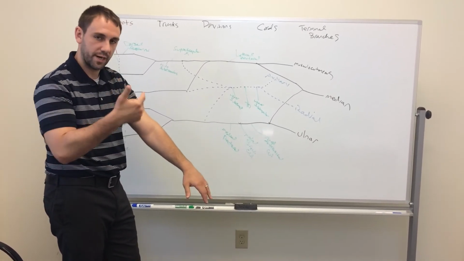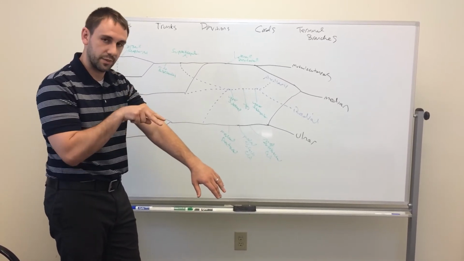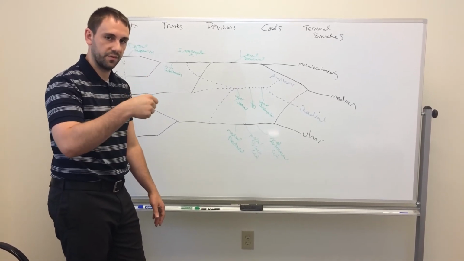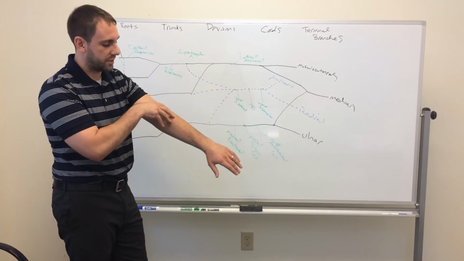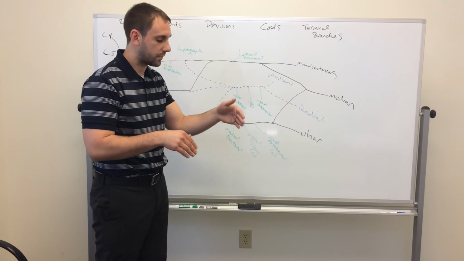and then the actual radial nerve itself pops out between the brachialis and brachioradialis and splits into the deep radial and superficial radial, and prior to doing that, it innervates the triceps and anconeus. When it splits, the deep radial nerve pierces the supinator and innervates it.